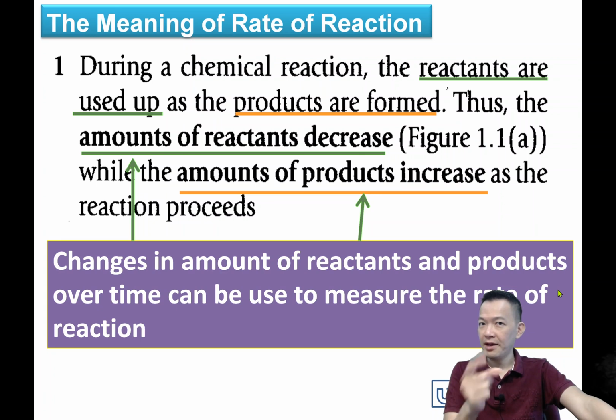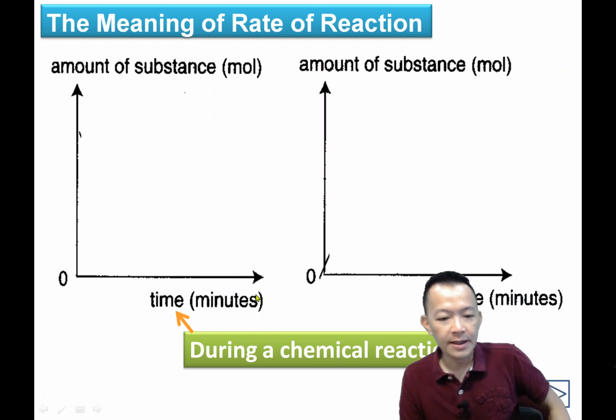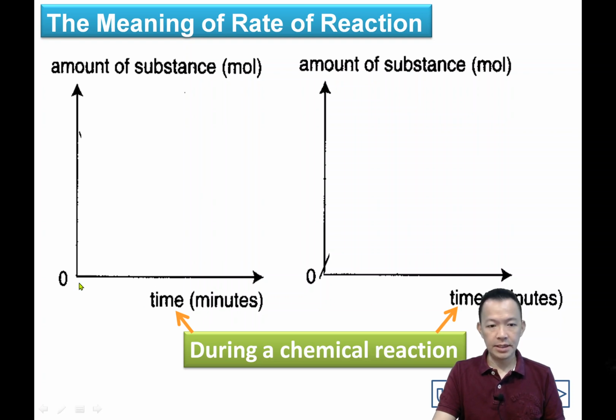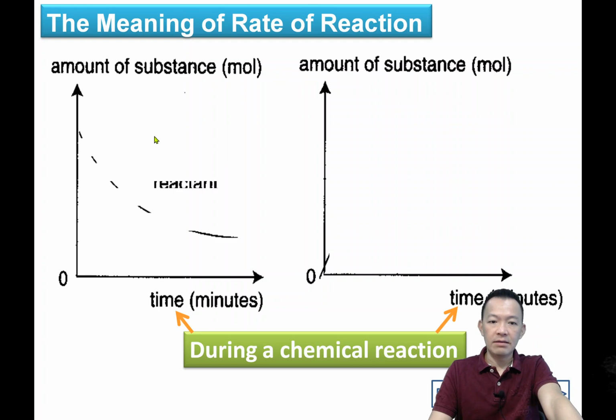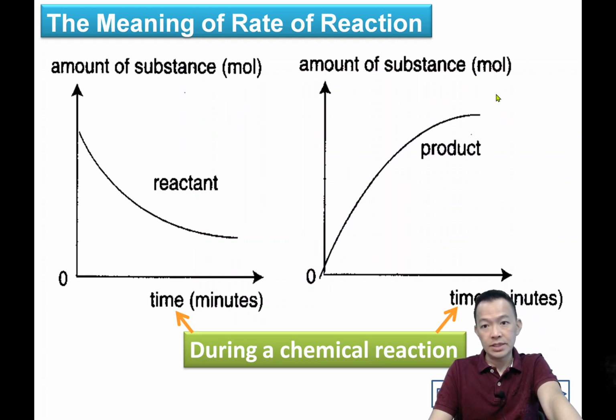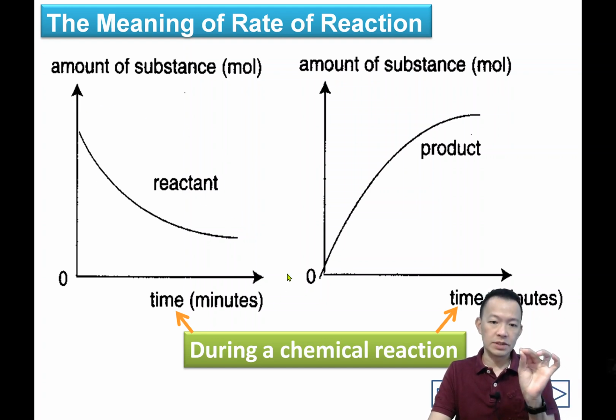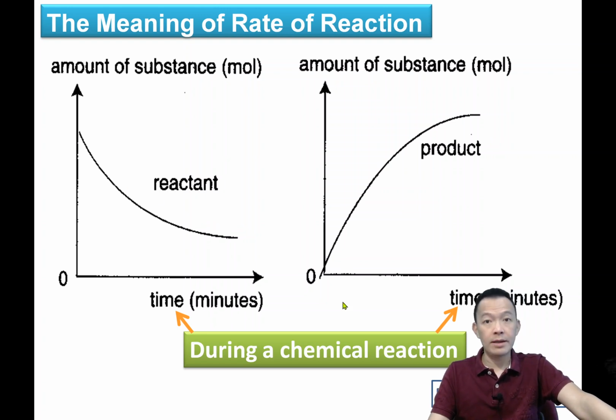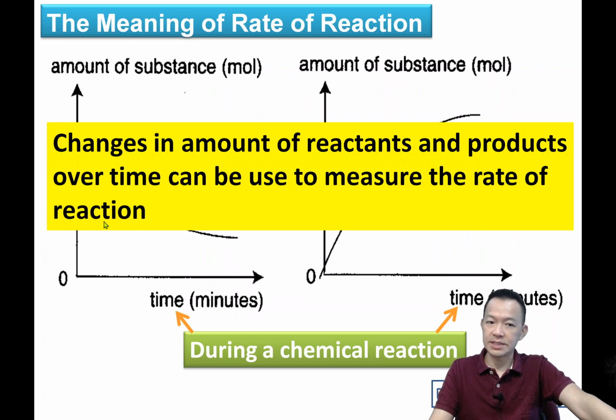That is how you know it is fast or slow: the reactant decreases quickly, or the product appears quickly. Do you want to copy? This sentence, if you have space, copy it; if not, leave it, there will be space later. Next, follow me once more. During a chemical reaction, the quantity of the reactant will be decreased, and the amount of product will be increased. So in a certain period of time, the changes in the amount of reactant and product can be used to measure the rate of reactions.